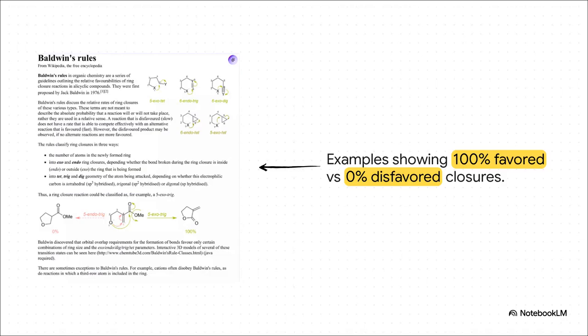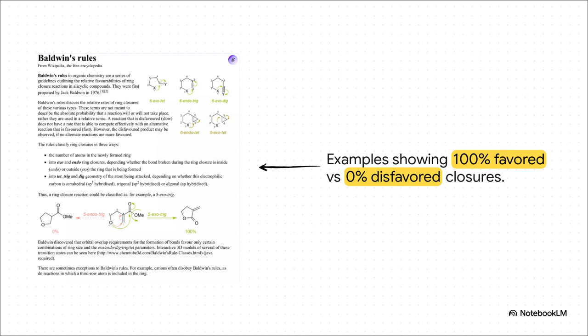When you put all of that together, you get these incredibly specific descriptive classifications like 5-exo-trig. To really anchor this abstract terminology to reality, let's just compare two different reactions side by side. Take a 5-exo-trig reaction, for example. It forms a ring beautifully, with a literally 100% success rate. The orbital overlap happens perfectly, snapping the molecule right into place.